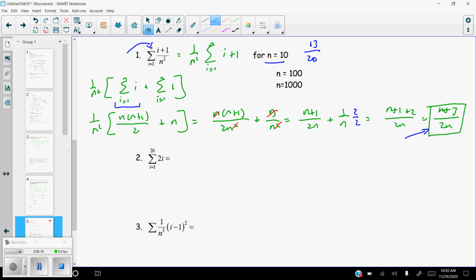But what if I want to do it for n equals 100? This is definitely not one I want to add up the first 100 terms of. So I would just plug that into there. So what we would get is 103 over 200.